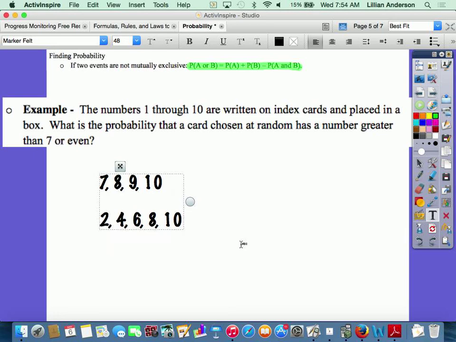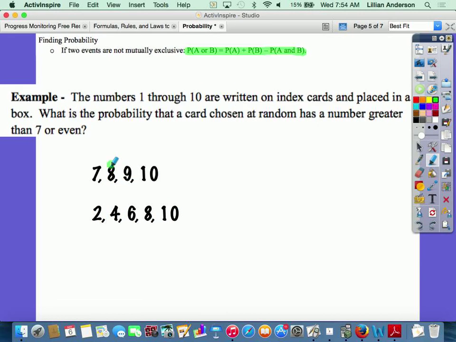Now if you notice between these two separate events, the event that you pick a number greater than 7, or that it's an even number, they have two numbers in common. They have 8 in common and they have 10 in common. So that's what I mean: if you have two different events and they have something in common, you have to subtract that probability because you don't want to count it twice.